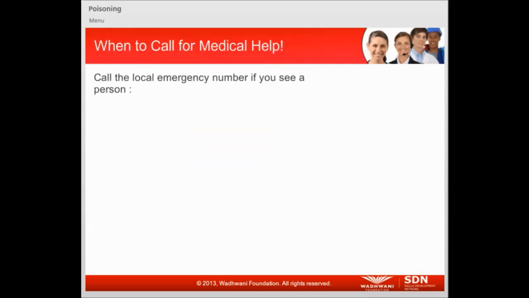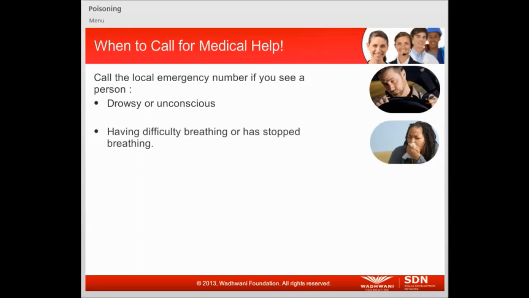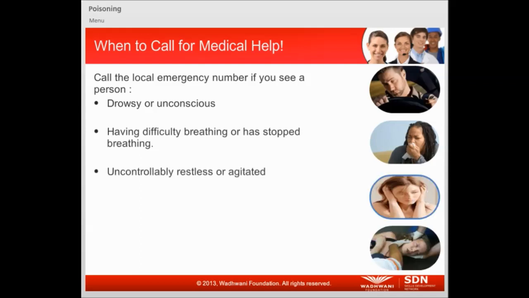Call the local emergency number if you see a person drowsy or unconscious, having difficulty breathing or has stopped breathing, uncontrollably restless or agitated, having seizures.